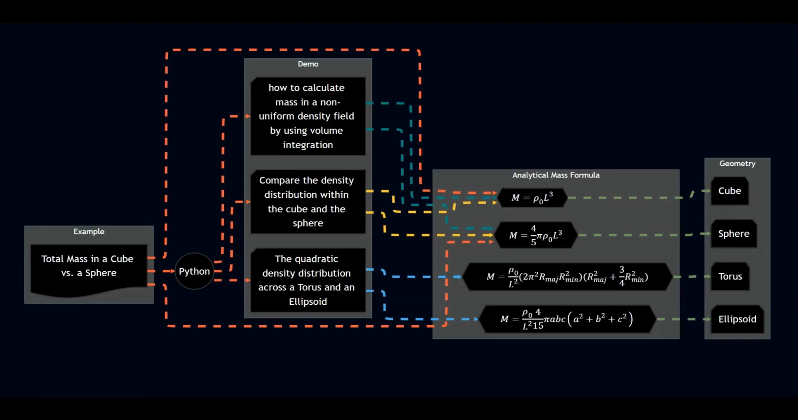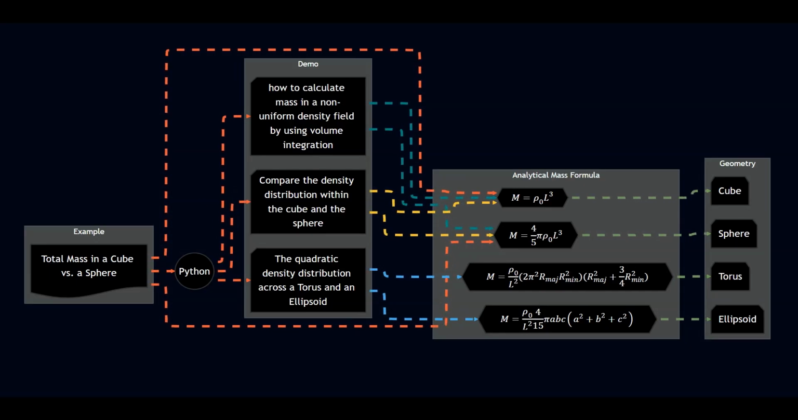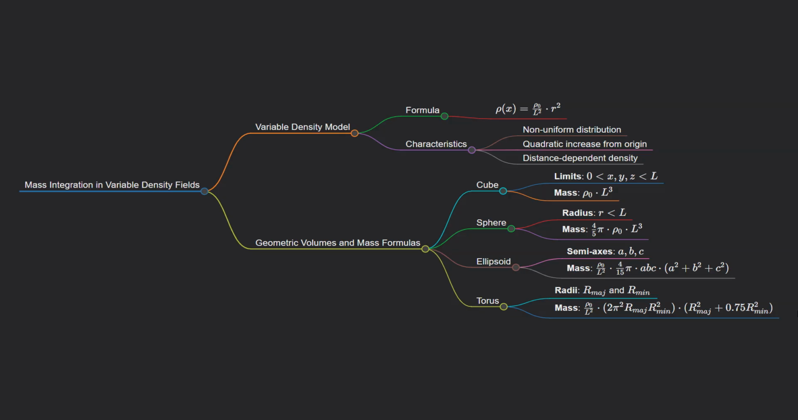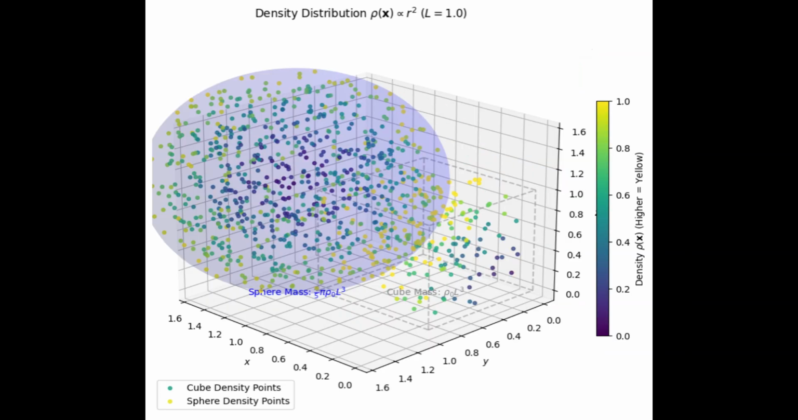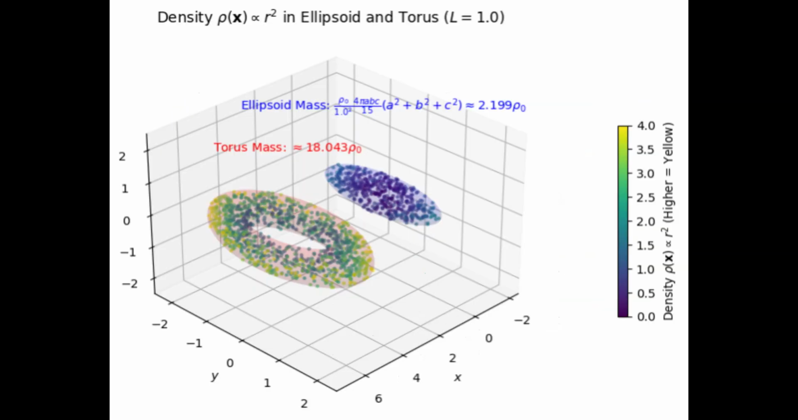The torus. This is a donut-shaped volume. Its mass is particularly interesting because it depends on two different measurements: the distance from the center of the hole to the middle of the ring, and the thickness of the ring itself. The outer rim of the donut will always be the densest part, as it sits furthest from the origin of the density field.